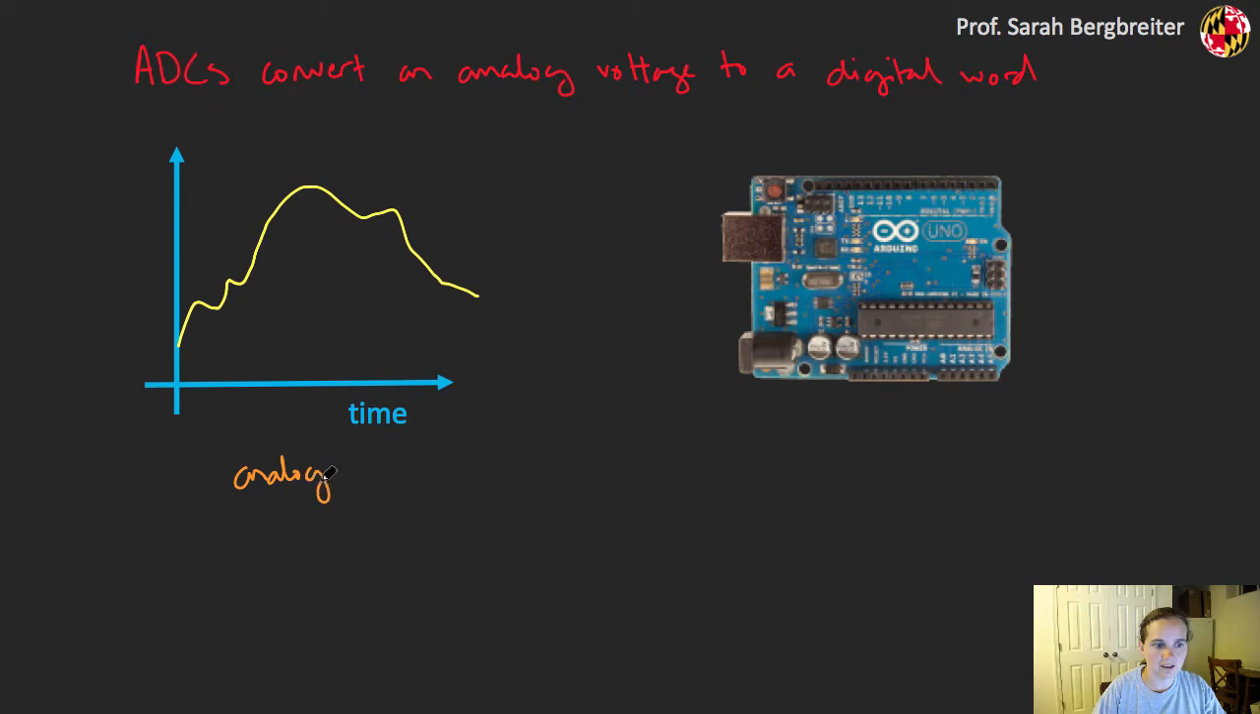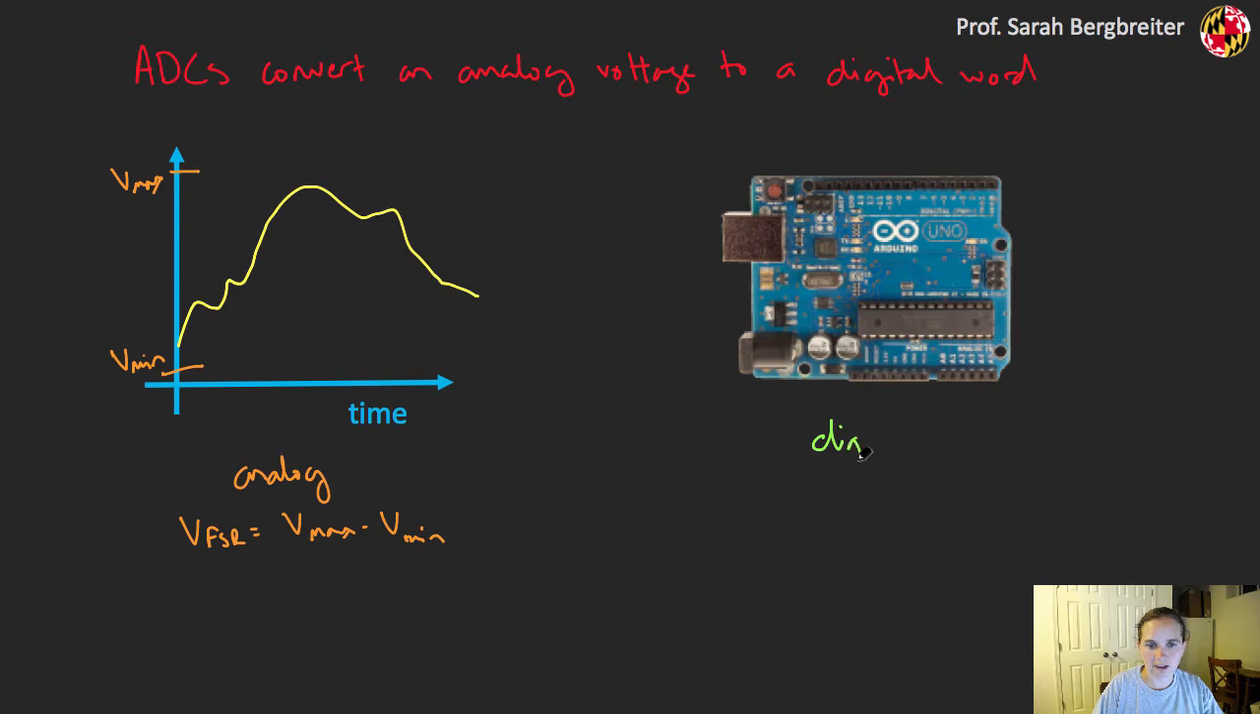On the analog side, I'm interested in the full-scale voltage range that I want to be able to convert. So I might have some minimum voltage and some maximum voltage, and the difference between those I'm going to define as my full-scale voltage range, or VFSR, which is equal to Vmax minus Vmin. On your Arduino, for example, you might have a full-scale range of 5 volts, where your max would be 5 volts and your min would be 0 volts.